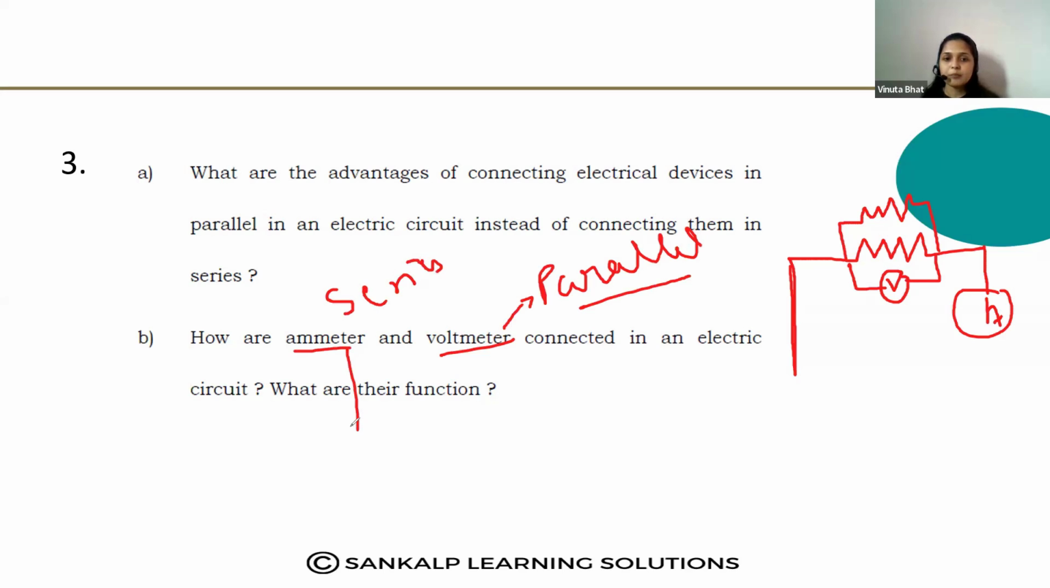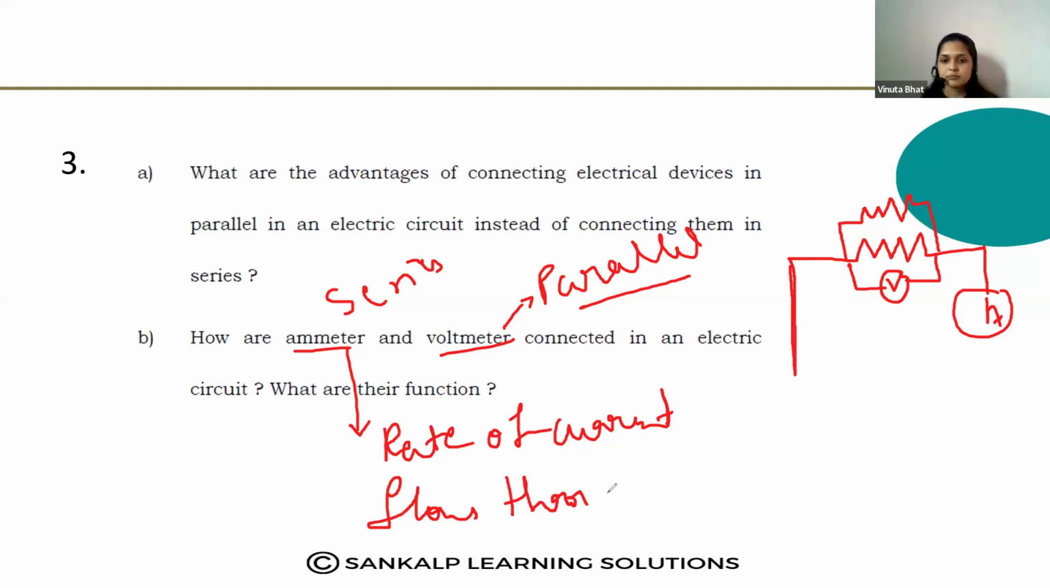Here, this ammeter measures the rate of current flow through the conductor. Then the voltmeter measures the potential difference. Voltmeter measures the potential difference.